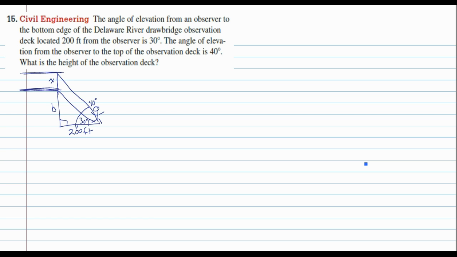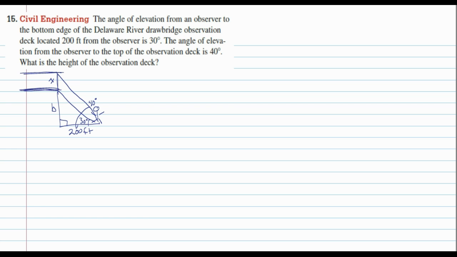Now, try problem number 15 is going to talk about some civil engineering. The angle of elevation from an observer to the bottom edge of the Delaware River Bridge, so here's the observer, up to the bottom edge of the bridge, which is 200 feet from the observer, is 30 degrees. There's that. Then the angle of elevation from the observer to the top observation deck is going to be 40 degrees. And I'm going to call that distance from the bottom to the top x, because that's what we're trying to find. What is the height of the observation deck? How tall is this deck from bottom to top?